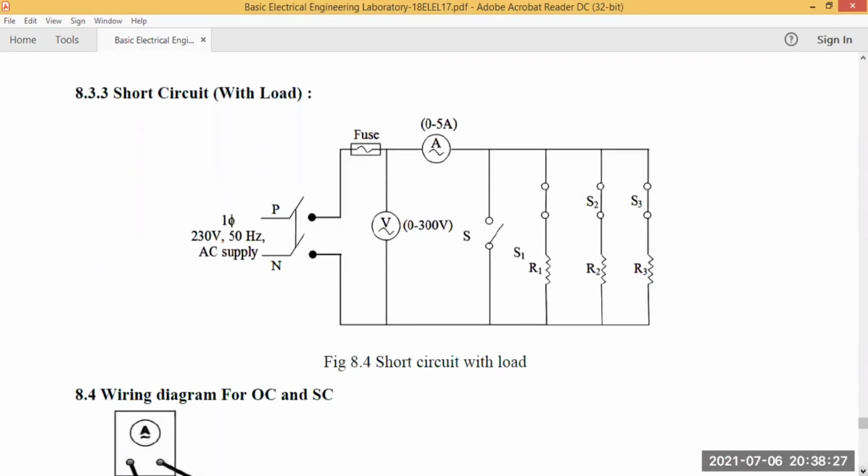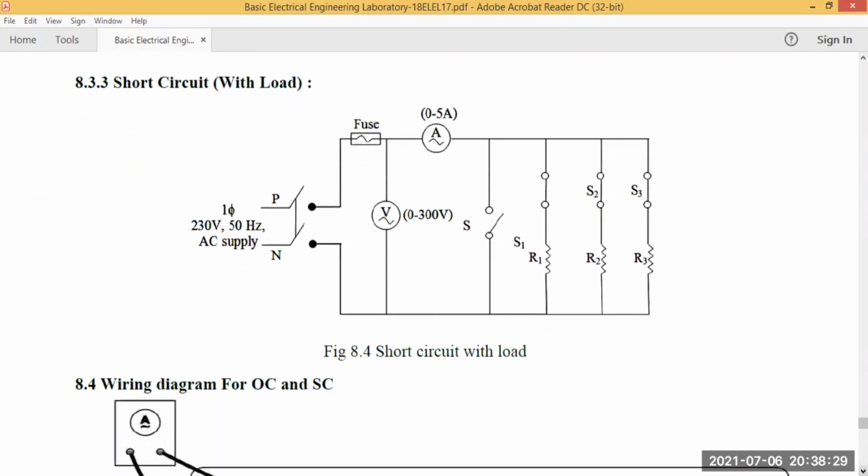So this is the short circuit with load. Here the single phase supply is connected to the fuse and ammeter, and the voltmeter is across the circuit. Here switch S is open and the remaining S1, S2 and S3 will be closed, because we need to do the short with applying the load. In this stage, we can measure the short circuit current and also the short circuit voltage.